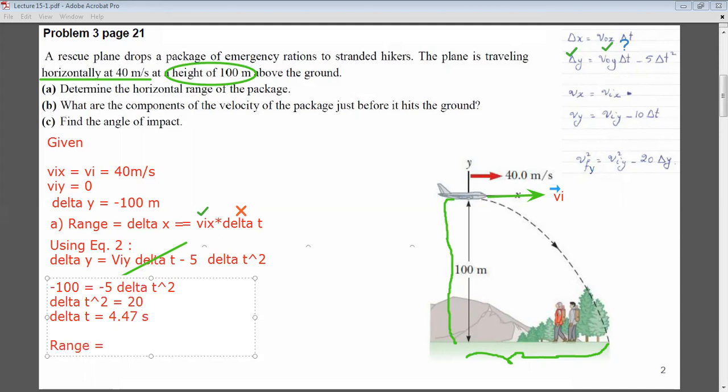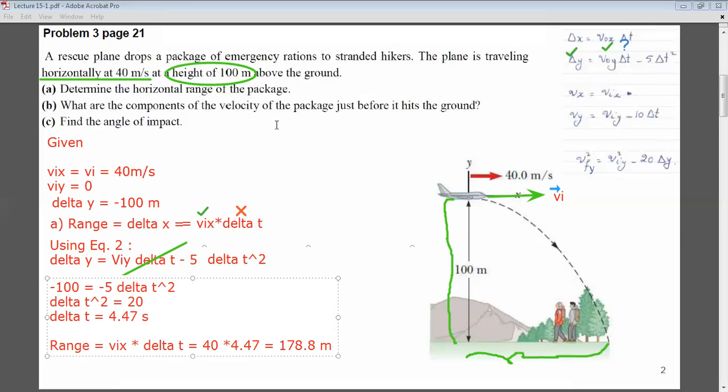Range equals v initial x times delta t, which is equal to 40 times 4.47, and this answer is 178.8 feet. Okay, so this is how we calculate the range.